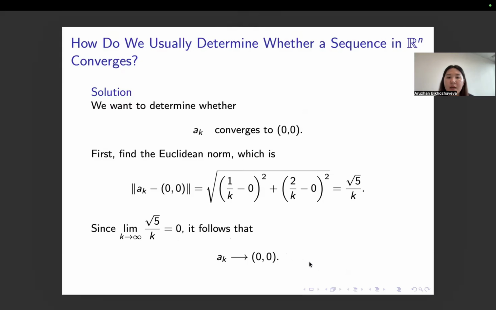0, 0. Actually, this method works perfectly well, but notice that it requires calculating the norm, simplifying the expression, and then taking the limit. So for more complicated vectors, if the sequence has such ones, these calculations can become even much longer and harder.